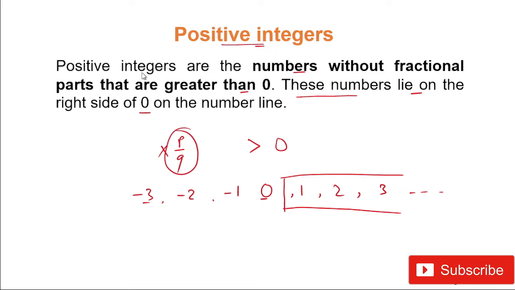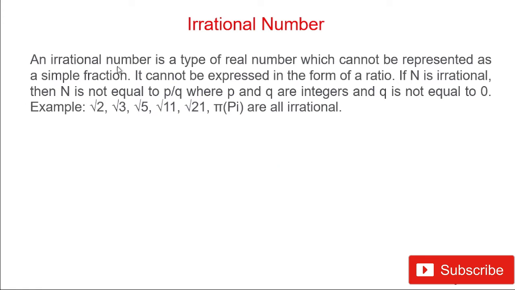Friends, I hope positive integers are clear to everybody. Positive integers are very important. These are numbers that are not in the form of fractions. Fractions aside, these are the whole numbers 1, 2, 3, 4, and so on, complete numbers. So let us move forward and learn about irrational numbers.